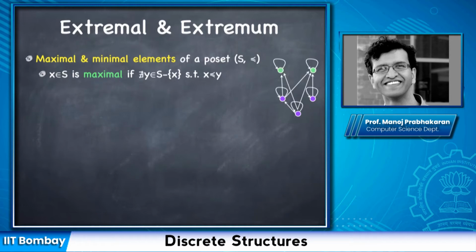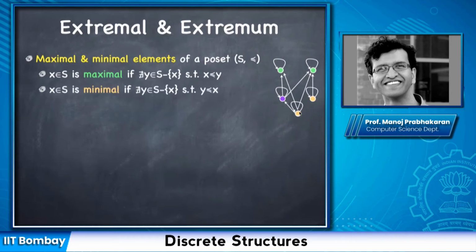So in this example, these green nodes here are the maximal elements. There is no node above them. There is no node such that this green node has an outgoing edge to it. Okay, so that's why these two are maximal elements. And similarly, you can define a minimal element. So a minimal element is one such that there is no other element which is less than or equal to it. So in this example, these are the two minimal elements.